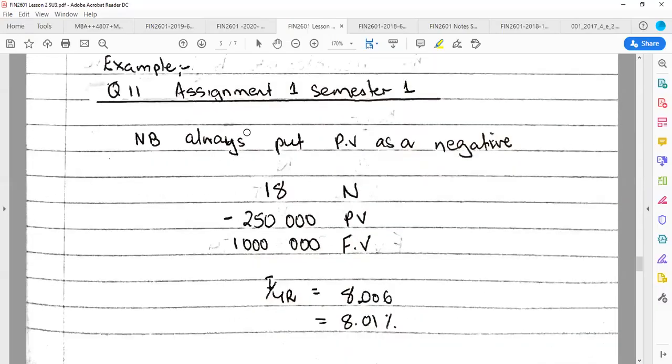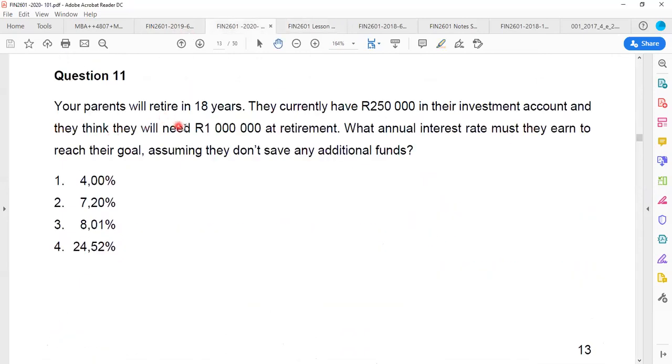Right. So just to show you how time value of money calculations are done, let's look at a few examples. Let's start by looking at question 11 from assignment one, semester one. I'll put that question up. So the question says, your parents will retire in 18 years, right? They currently have 250,000 rand in their investment account, and they will need 1 million at retirement. What annual interest rate must they earn to reach their goal, assuming they don't save any additional funds?